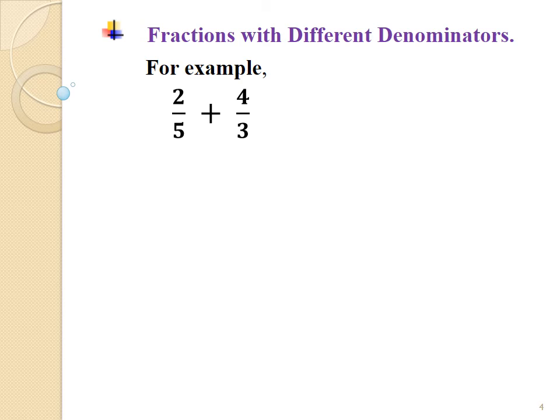Now, case 2. Fractions with different denominators. For example, 2 upon 5 plus 4 upon 3. Students, look at the denominators. Denominators are not same. So, we have to find out the LCM of the given denominators 5 and 3. Thus, LCM of 5 and 3 is 15.